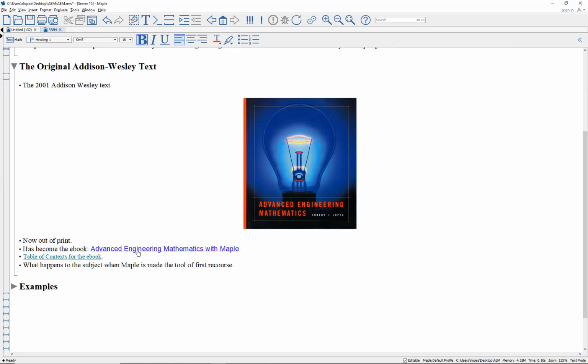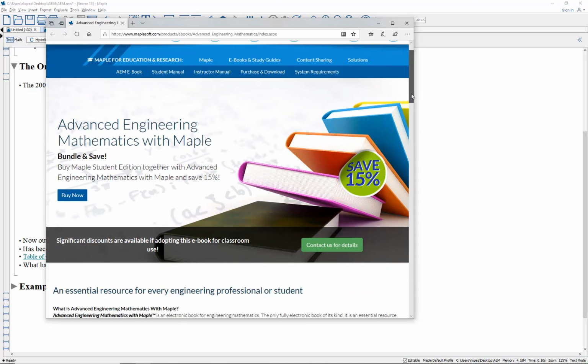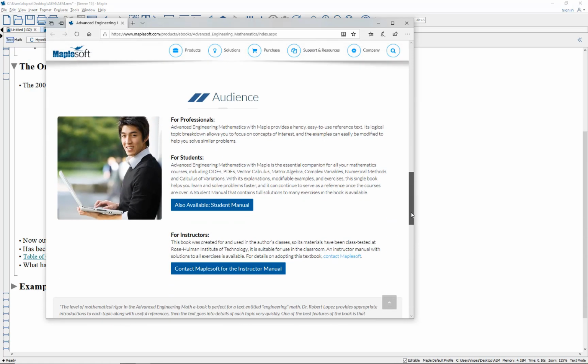The original Addison-Wesley text, 2001 edition. This is what the cover looked like. The ebook is available here from MapleSoft. This is the landing page. There are some of the ancillaries, a student manual, and an instructor manual. There were 7,000 exercises in the book. 1,000 or so had answers in the back. The student manual contains solutions to those 1,000 some odd problems that were in the back, and the instructor manual has solutions for all 7,000 or so exercises.